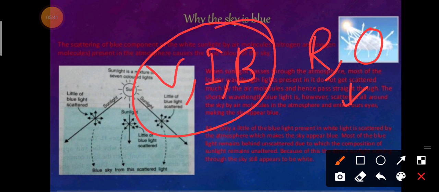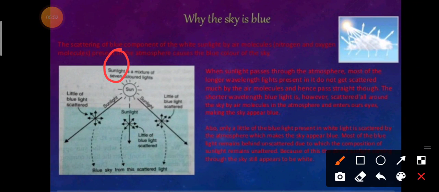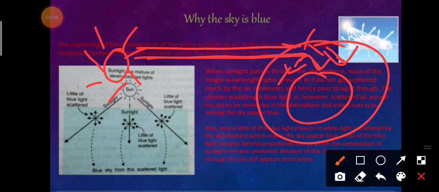Since these colors are scattered most, they are present in the atmosphere. Suppose this is the sun, this is the earth and this is the earth's atmosphere. These rays are coming, so blue, violet, indigo are scattering, which means they are present in the atmosphere. But red is going directly to the earth's surface. Do not assume that the red light is not bending. Every light which is coming, red, yellow, is bending. This is called refraction of light. Every light is going through refraction.